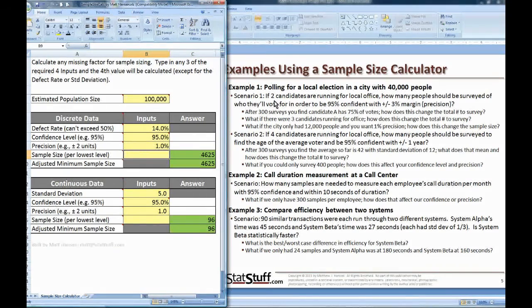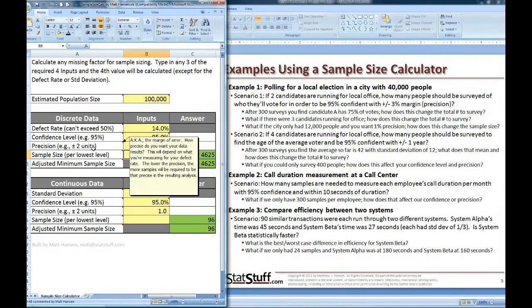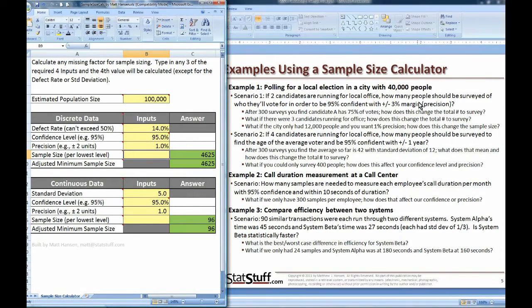So in the first scenario, this situation is, if there are 2 candidates running for local office, how many people should be surveyed of who they'll vote for in order to be 95% confident with plus or minus 3% margin or precision? So this seems pretty straightforward. First, between the 2 calculators, the first step is to find out which calculator we are going to use. Based off of this, we're trying to find out how many people should be surveyed of who they'll vote for. Since there are 2 candidates, that's a discrete value. They're going to go for candidate A or B. So in that case, it's going to be the discrete calculator we'll use.